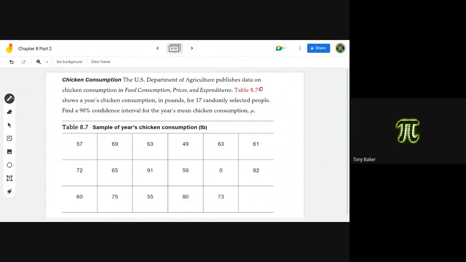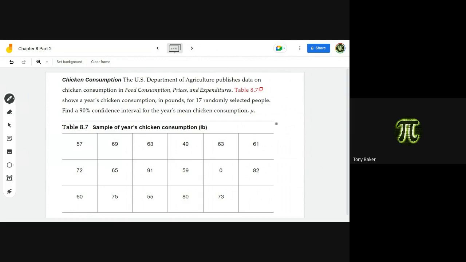So it's important for us to know on average how much people eat of a variety of different things. So this way we can make sure that our production is in line with that. It shows a year's chicken consumption in pounds for 17 randomly selected people. We want to find a 90% confidence interval for this year's mean chicken consumption. So here is the amount of pounds of chicken that people eat on average over the course of a year. They did it for 17 randomly selected people. Okay, so we have our sample years of chicken there.